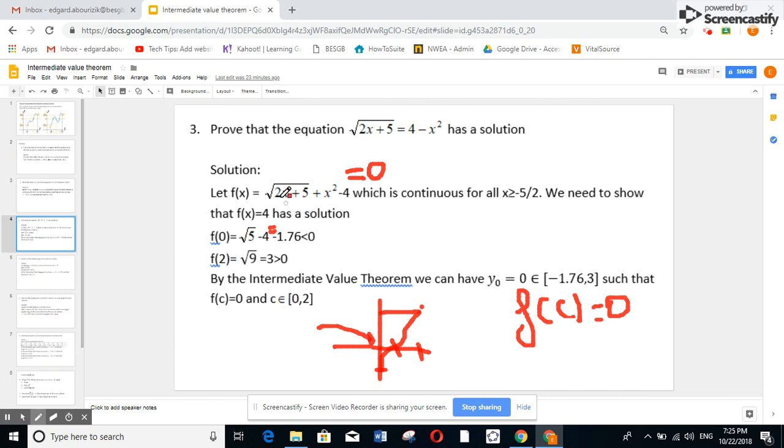So we have a solution. So here, if you replace c, what do you get? Radical 2c plus 5 plus c squared minus 4 is 0. Take c squared minus 4 to the other side. So I'm going to get this one with the point c, which is a solution of that equation.